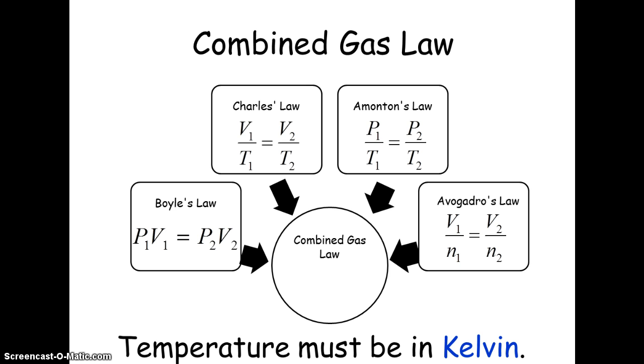So we can put them all together and form our combined gas law, which is going to be P times V divided by n times T is equal to, on the right side, P times V divided by n times T. Now we can see how we got this law together. Both pressure and volume are directly related to temperature and the number of moles. So when we combine all these equations together, we end up with this arrangement of variables.